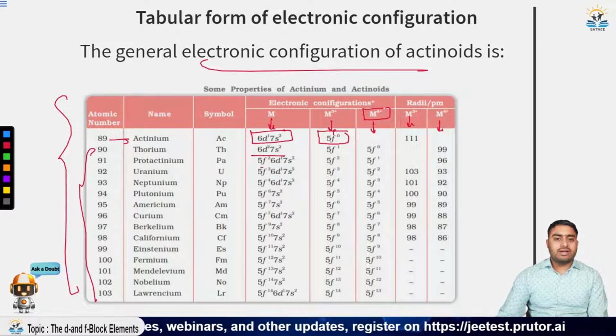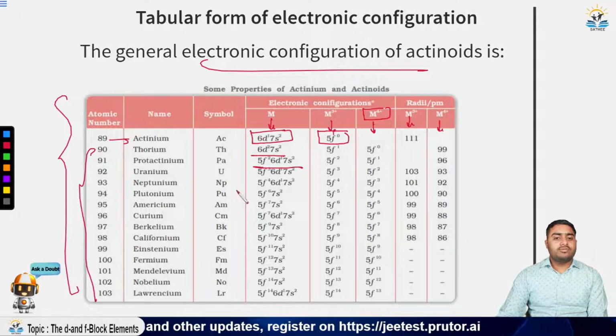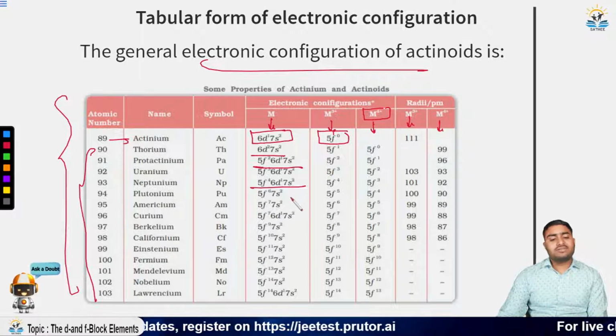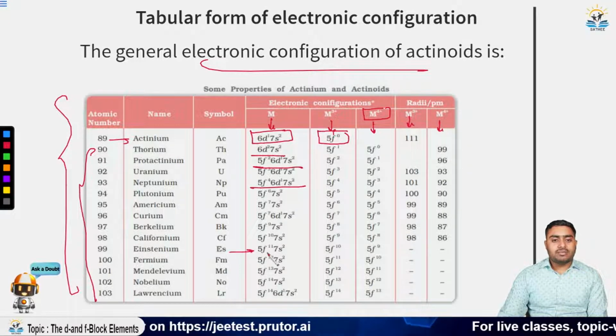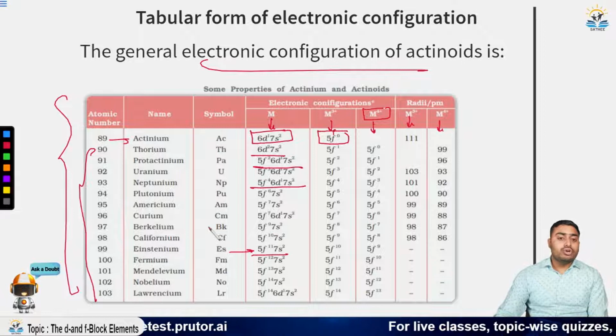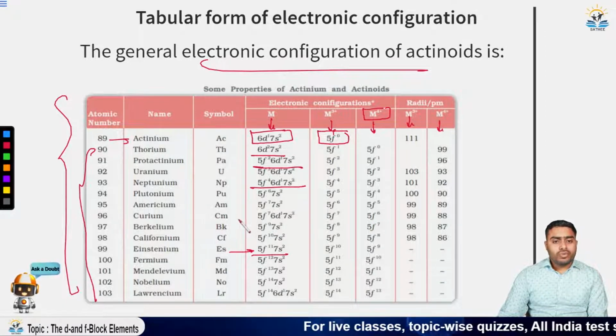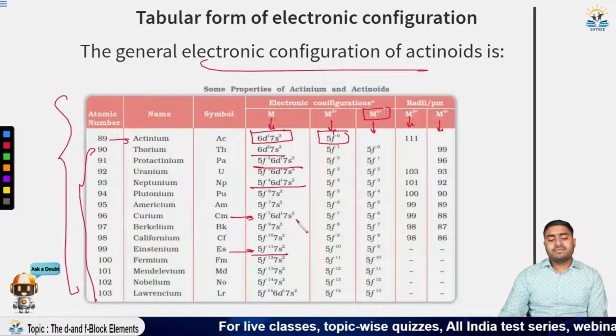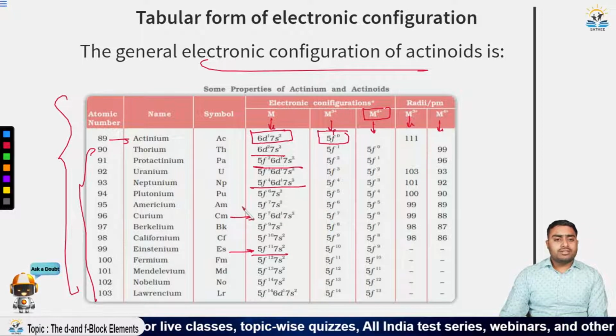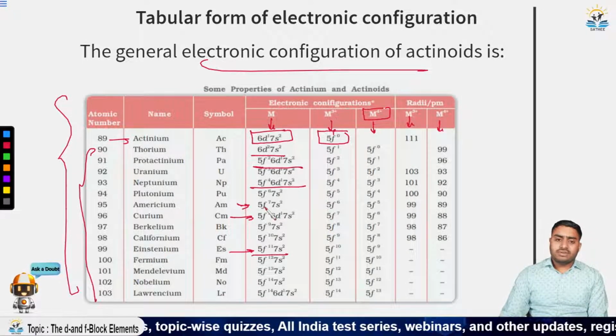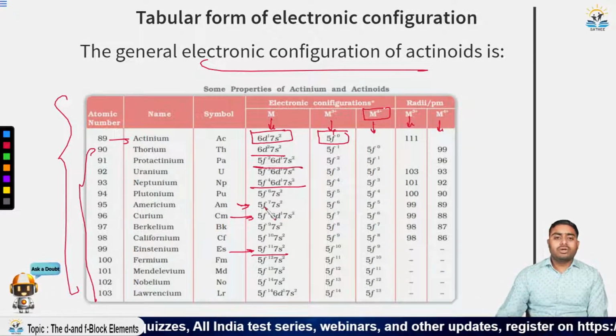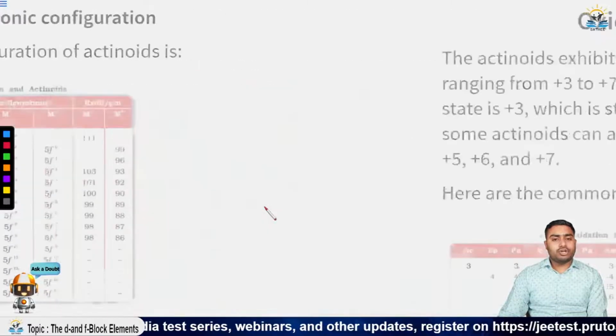So you can see here 5f2 6d1 7s2. Similarly for neptunium you can see 5f4 6d1 7s2. Similarly for einsteinium you can see 5f11 7s2. For curium it is 5f7 6d1 7s2. For americium you can see 5f7 7s2, like this. So you have to practice these types of electronic configurations.